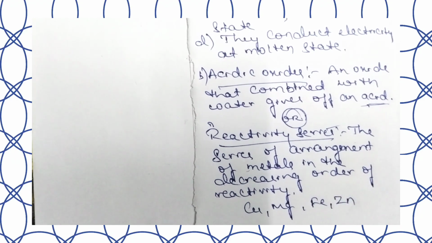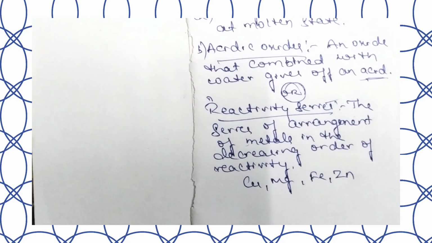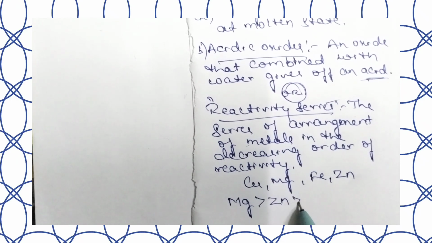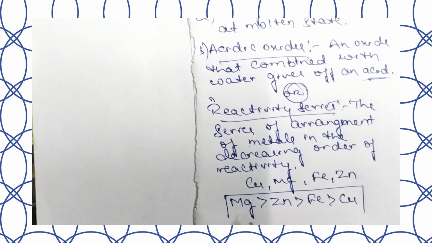Now we have to arrange these metals in the decreasing order of their reactivity. Decreasing order of reactivity means the one with the highest reactivity should be written first. Among these four, magnesium should be written first, because magnesium is more reactive than zinc. Then zinc is more reactive than iron. Iron is more reactive than copper. So this is the arrangement.